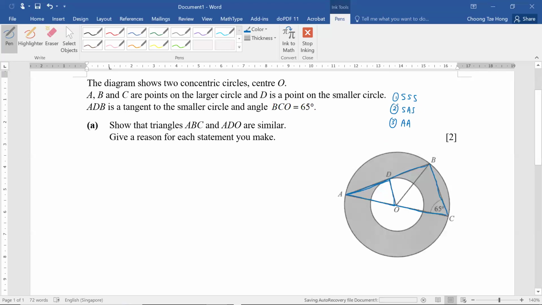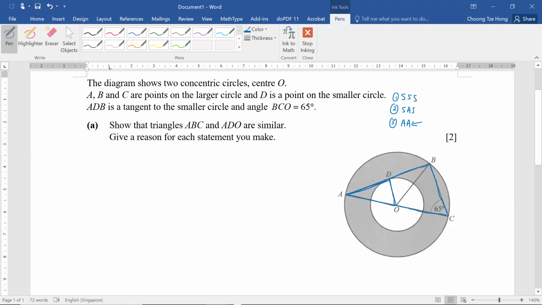But in order for us to use either SAS or SSS, we need more than one ratio of corresponding sides. So in this case, it's likely that we can only use AA to prove similarity. So we should start to search for angles in order to prove that the two triangles ADO and ABC are similar.